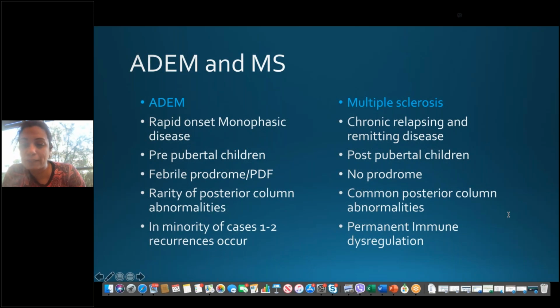Would you routinely repeat the MRI to check for resolution? No, not necessarily, unless they are worsening. We normally just keep a close follow-up, and we can do an MRI repeat later.